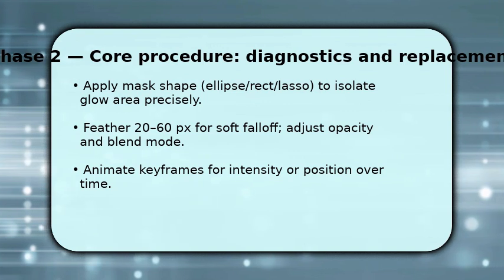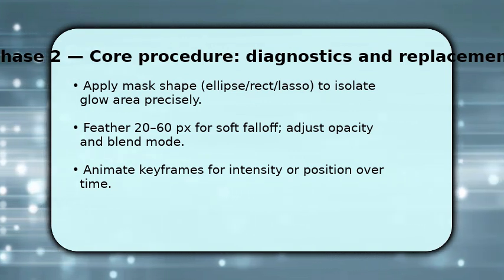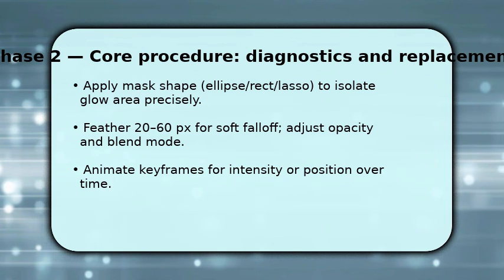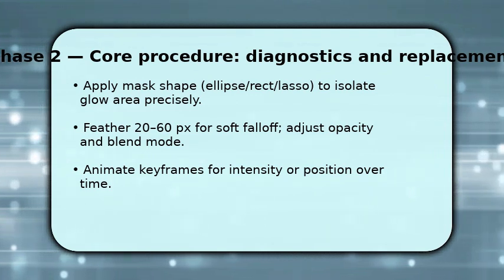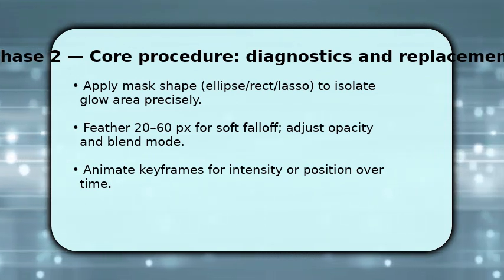Subtlety usually works best. If the subject moves, add keyframes to mask path and effect intensity so the glow follows motion, and scrub the timeline to confirm smooth transitions.